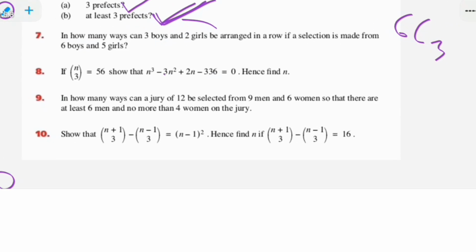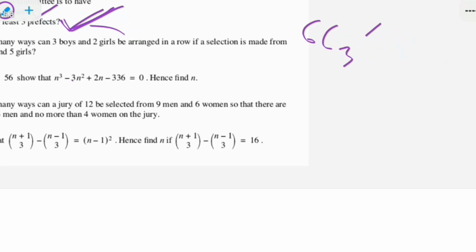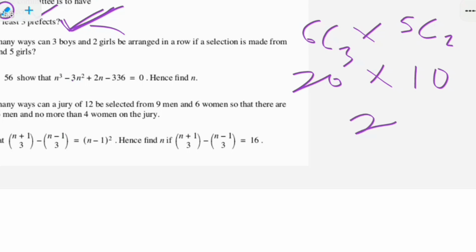Then the next one is, there are 5 girls and I want to arrange 2 of them. So that will be 5C2. 5C2 is 10, while your 6C3 is 20. So this will give me 200. So there are 200 ways of selecting them.